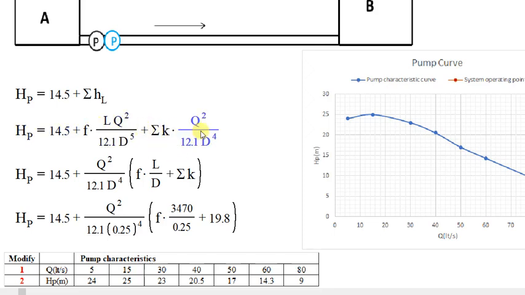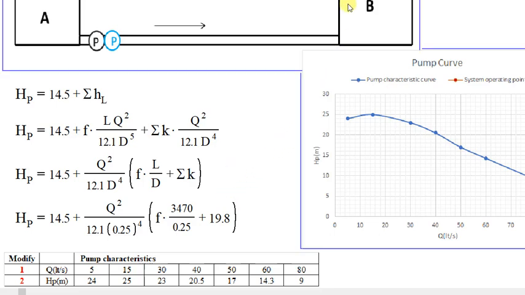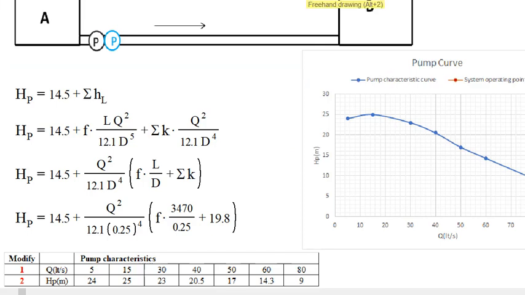If we take the common factor of this one, velocity head, it will be something like this. If you put the numbers, it will be something like this here. And what are the unknowns? Q and HP. So now we can get any answer, any assumption.